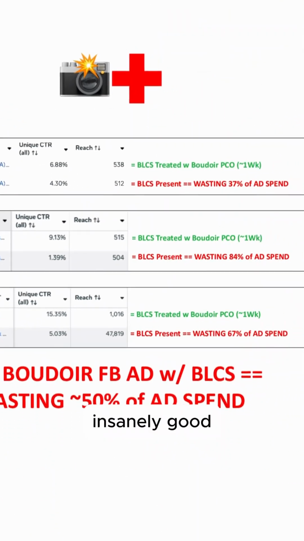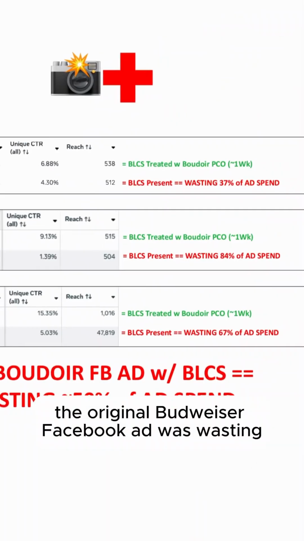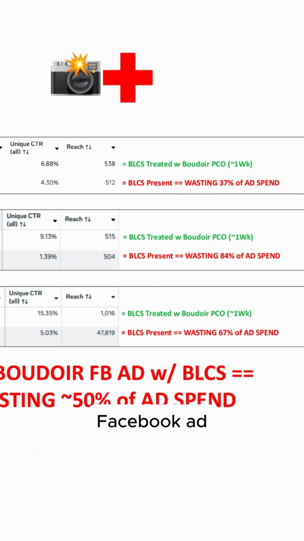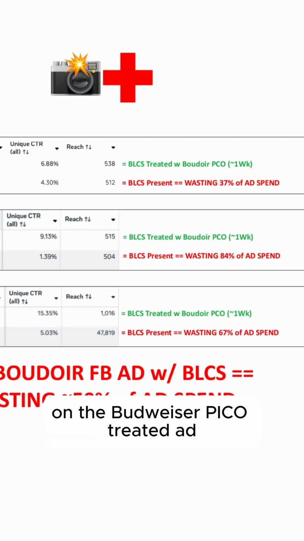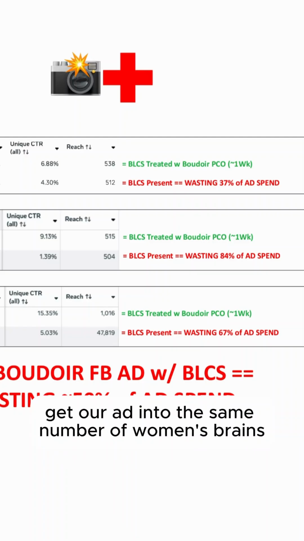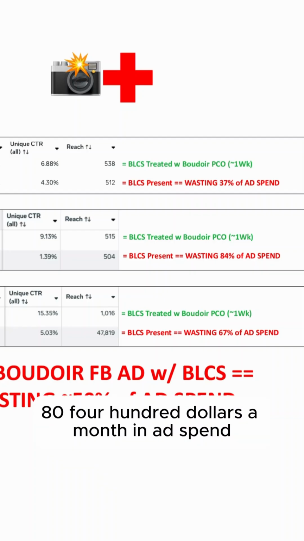Insanely good. And so we found out that the original Boudoir Facebook ad was wasting 84% of its ad spend. So again, if there's been 10 grand a month on the original Boudoir Facebook ad, now all we have to do is spend 1,600 bucks a month on the Boudoir Pico treated ad, and both options get our ad into the same number of women's brands. So we can eliminate that wasted $8,400 a month in ad spend, pocket that.